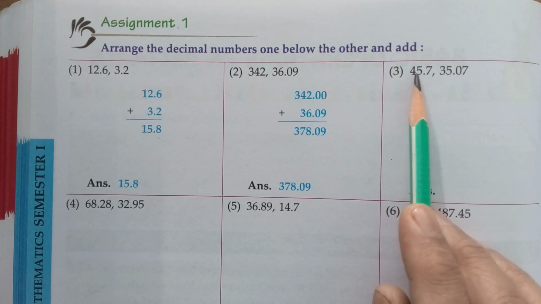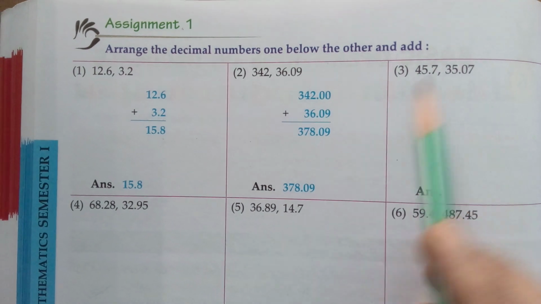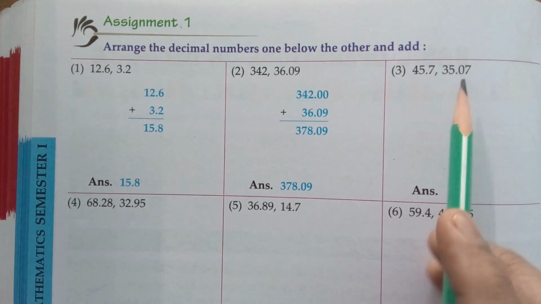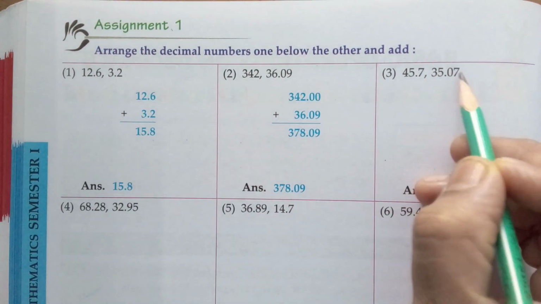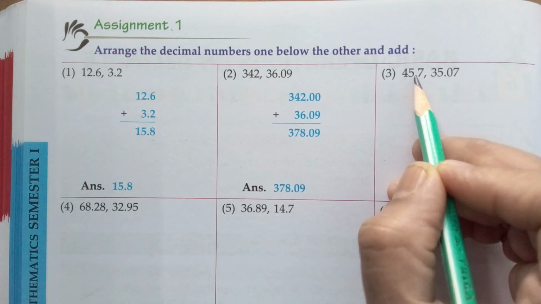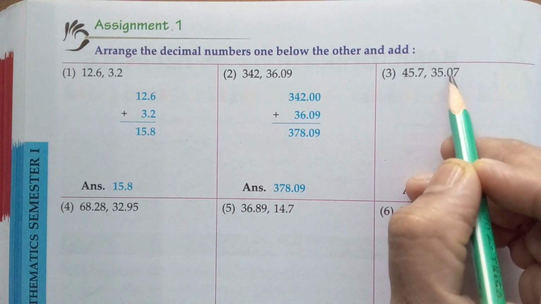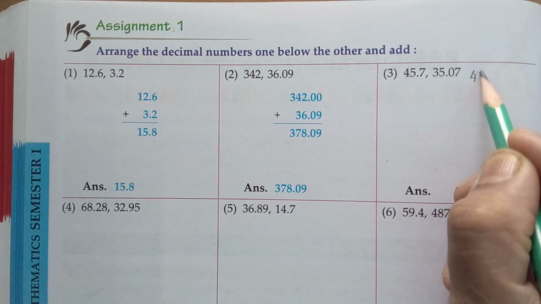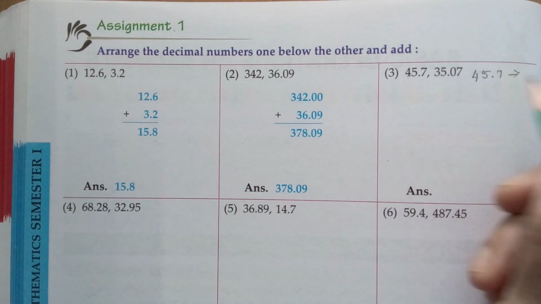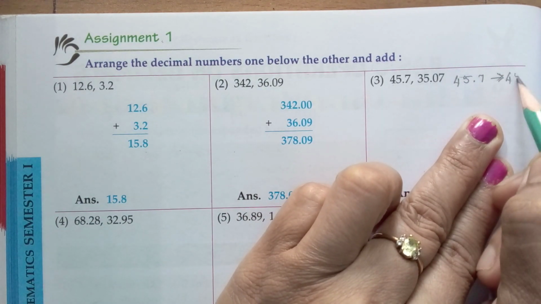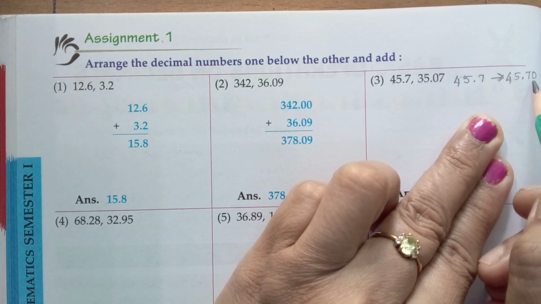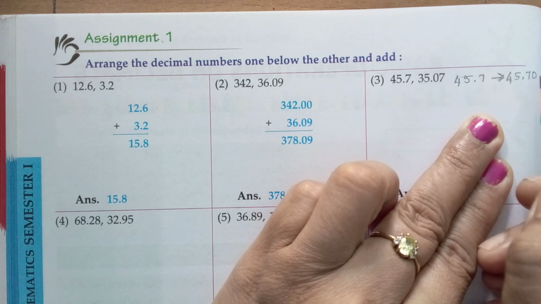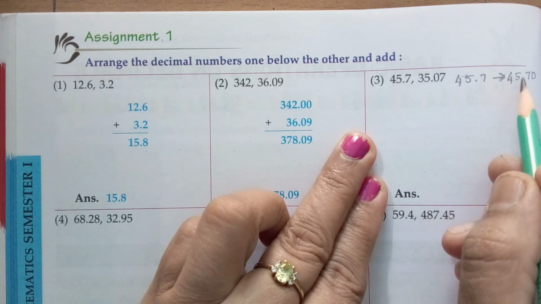Look here, what are all the decimals given? 45.7 and one more number, 35.07. So, what should we do? This is an unlike decimal. We should convert it. 35.07 has 2 digits after the decimal point, while 45.7 has only one. So convert 45.7 into 45.70. What I told you? You can add zeros. To convert unlike to like, you can add zeros at the end. Now, instead of this number, you write this number.